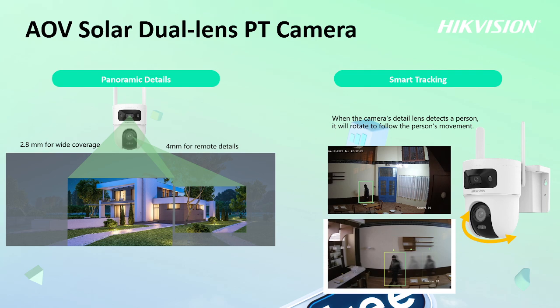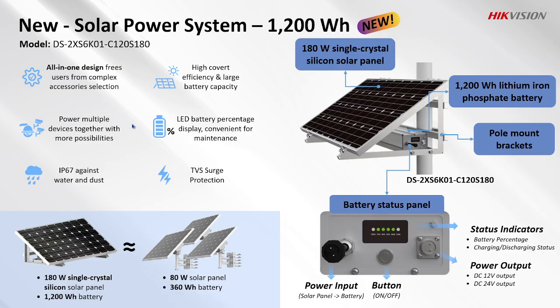So the dual lens PT, the highlight is it has 2 lenses so that when you have any recording, the PT can actually move and zoom in. The PT supports auto tracking. So this one highlight from HIKVISION, the 4G solar AOV camera, actually has auto tracking. Just upgrade the firmware to the latest and then it can do this.